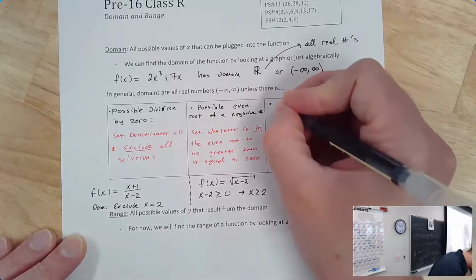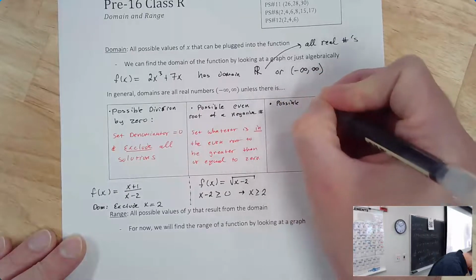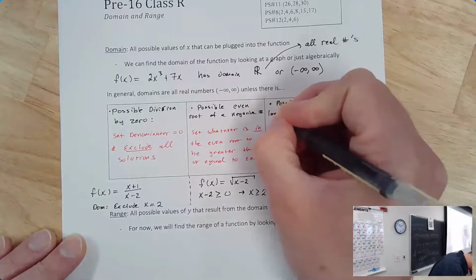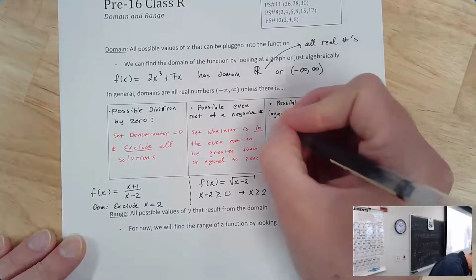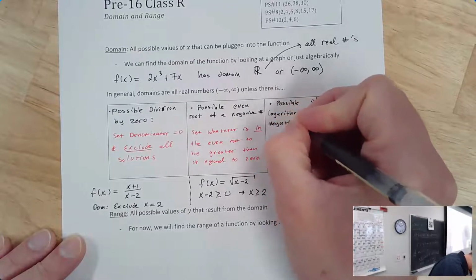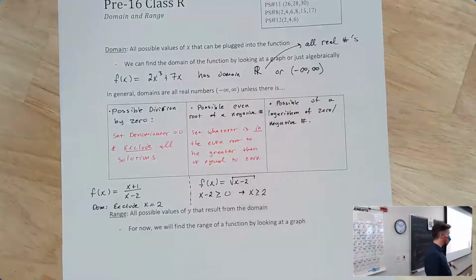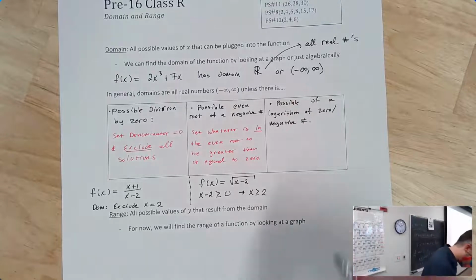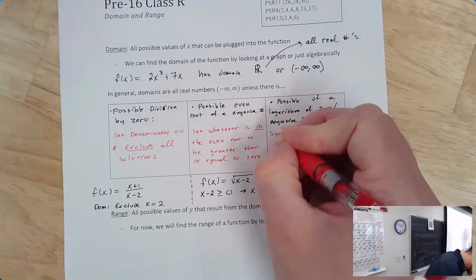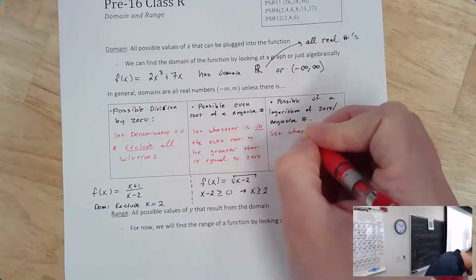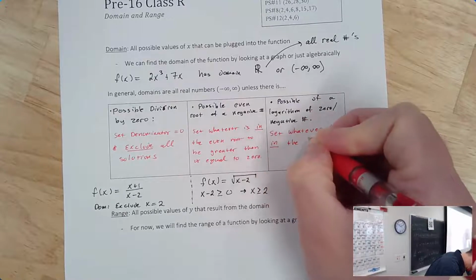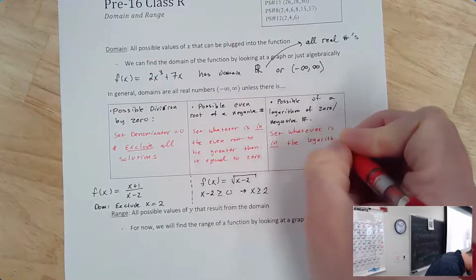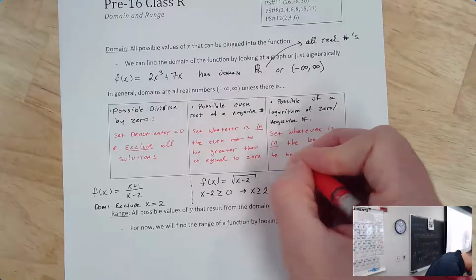So the possibility of a logarithm of 0 or a negative number. We can't take the logs of 0. We can't take the logs of negative numbers. So when we have that, we're going to set whatever is in the logarithm to be strictly greater than 0.